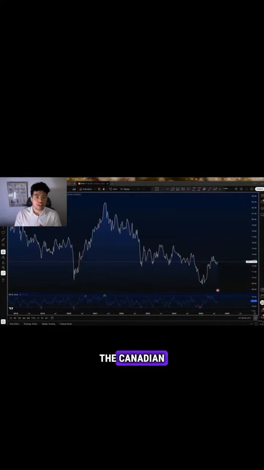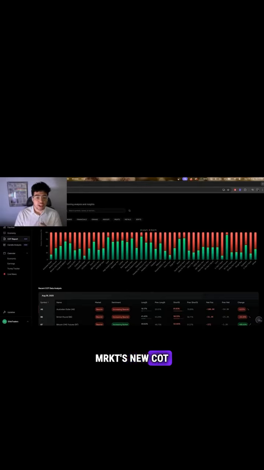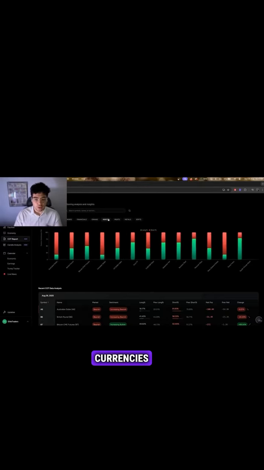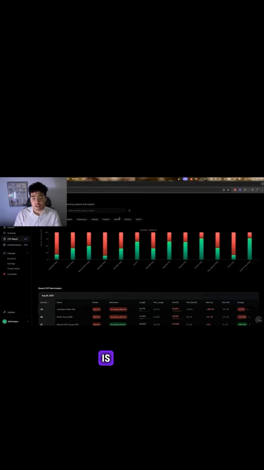Ladies and gentlemen, the Canadian dollar is facing some major problems. So we're not going to waste any time, we're going to have a look into the Canadian dollar and what's going on. So here we have Market's new COT feature. So we're going to filter it by currencies and take a look at what the positioning is telling us already.